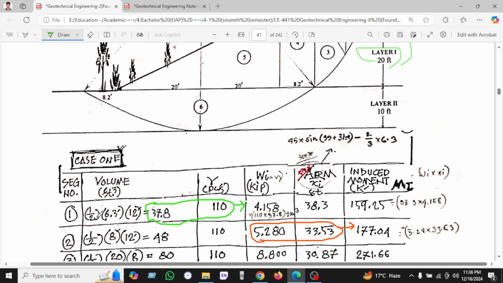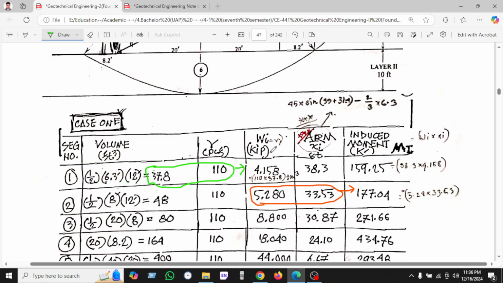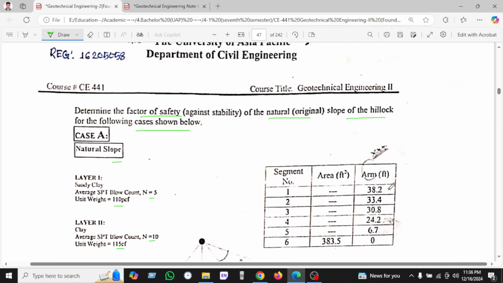This is the 1, and half into length 6.3, and height into 10, and found 37.8, and unit weight 110 is given here. And weight, how will we get the weight? Weight is nothing but volume into unit weight. Volume is 37.8, and multiply with 110, and divided by 1000, because we are taking the pound to kip, and found 4.158. And arm is nothing but 38.6, 38.2, 38.4, 30.3, 40, and 6.